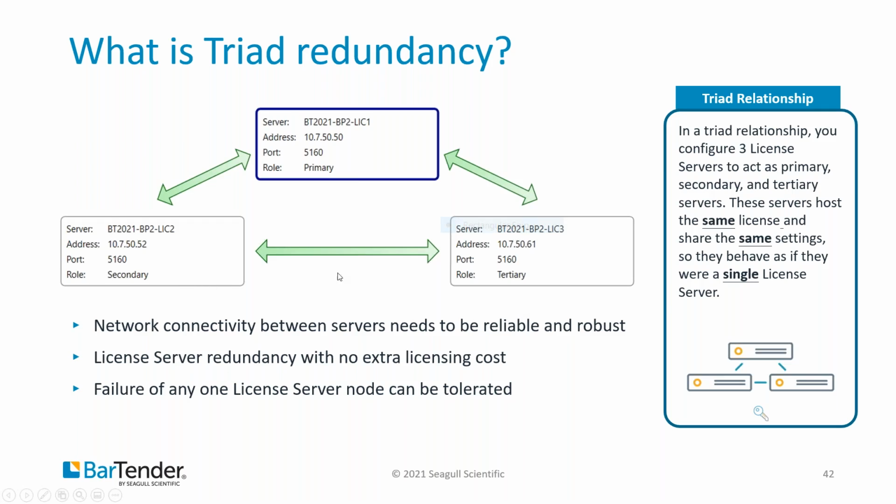Whereas if you're operating just in a local area network and you have sufficient computer resources available to you, then triad redundancy makes a lot of sense because a local area network is much more reliable. And of course, if your local network goes down, then you probably have more problems than just printer licensing. And of course, triad redundancy is supported with just one license. So there's no additional cost.